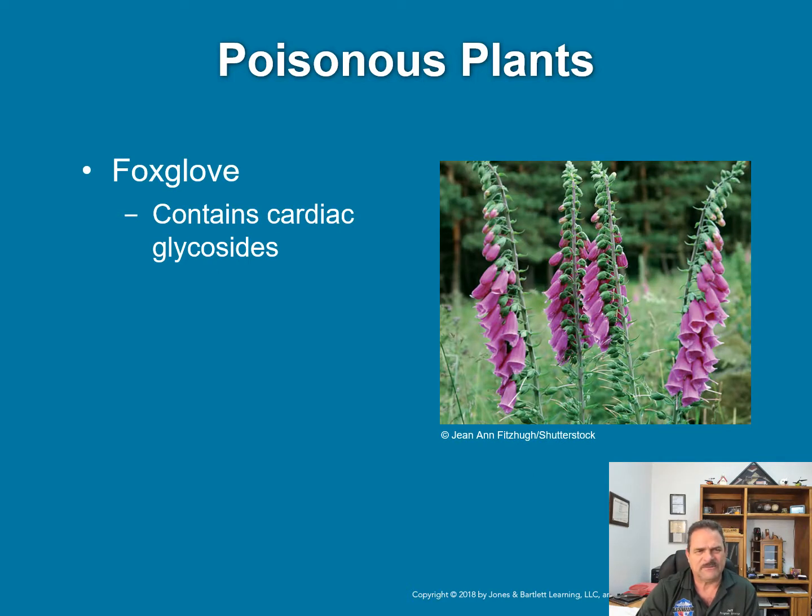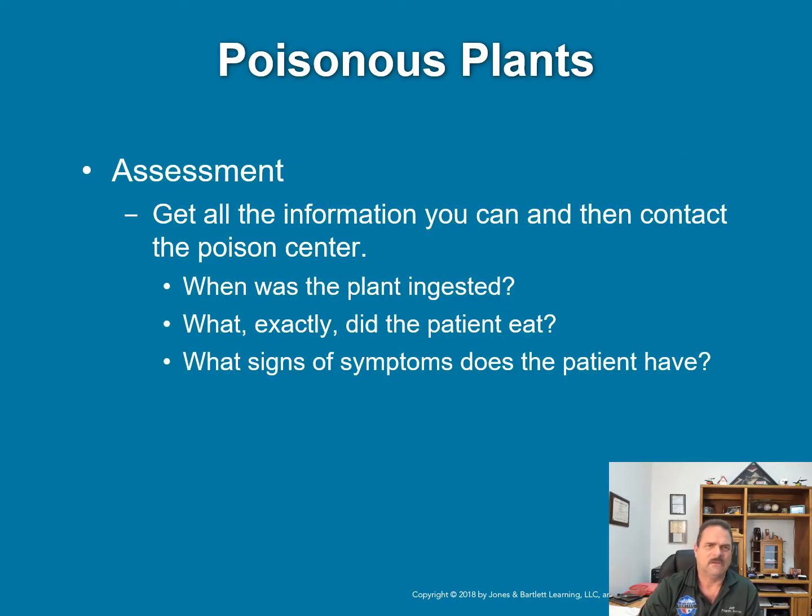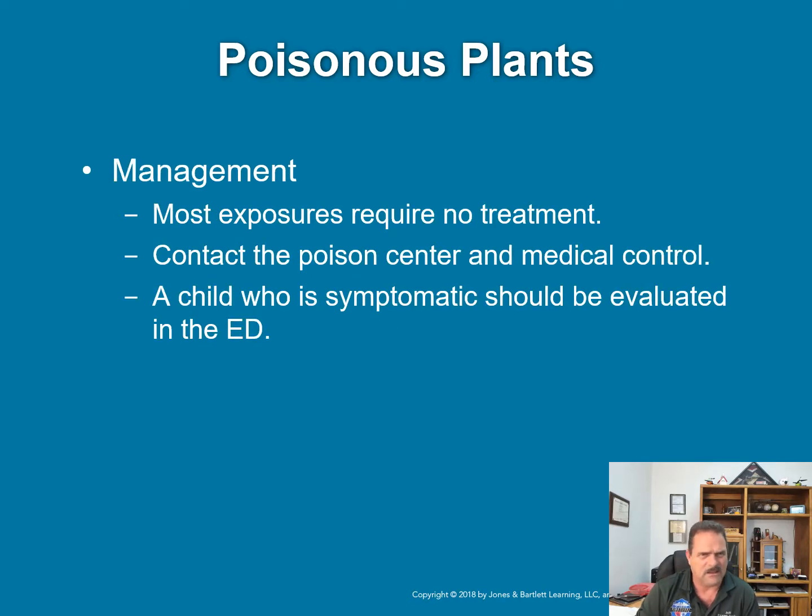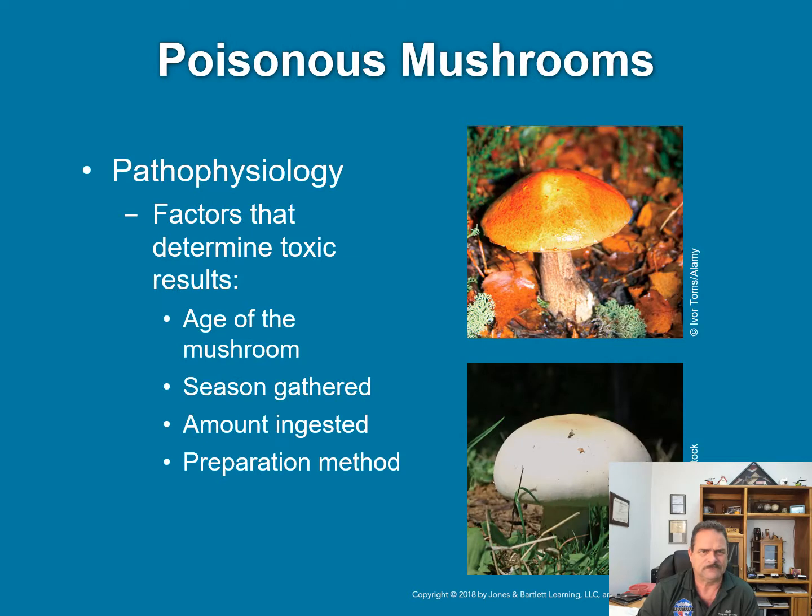All right, so foxglove contains cardiac glycosides. It's what digitalis is made from. Beautiful plant, very, very pretty. Poisonous plants continue. Get all the information you can. What plant was ingested? How much did they eat? Did they boil it down to a tea? Or how did they ingest it? Those kinds of things will be very, very important. Management: most exposures require no treatment. Contact the Poison Control Center. A symptomatic child should be evaluated at the emergency department, plain and simple.